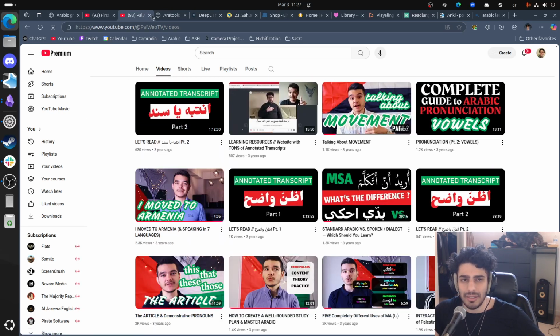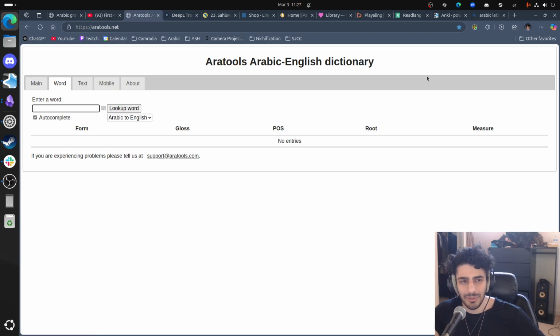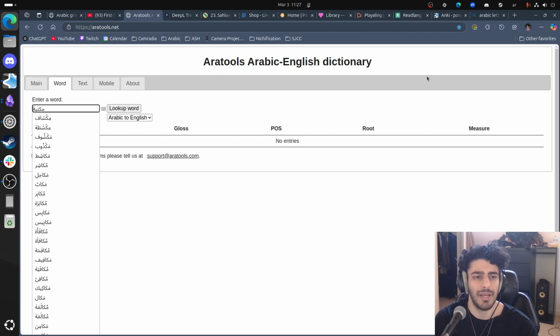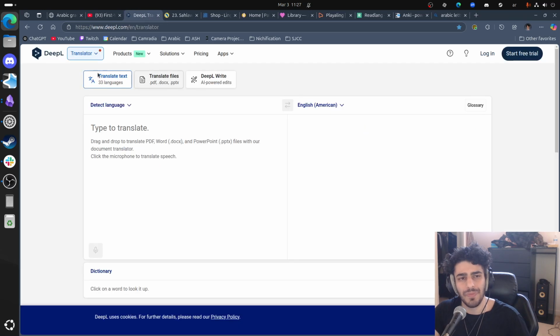And anyways, there are some other tools. This is a morphological analyzer. Say you write "mektabe." It'll break it down to the root. It'll tell you that it comes from the root katab, like I told you before. So if you're struggling to find a word in the dictionary, try throwing it in here. I'll have it in the description.